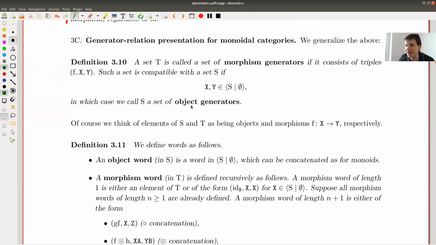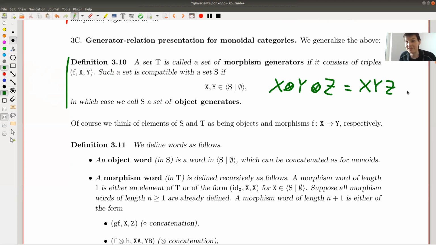Remember that on the level of objects, a monoidal category is a monoid. So I just do the very same definition. Right? So I call my things object generators, and I would now write x tensor y tensor whatever z and so on. Now I just write words in my objects, and I'm even very lazy and just write x y z. So I just write words in my objects, and that's an object that I can generate. It's exactly the same story as before.